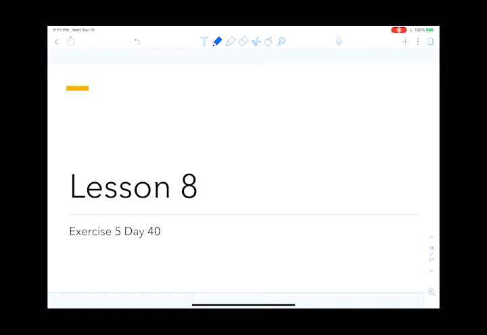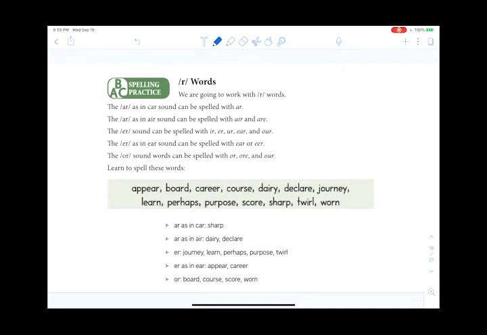language. Father, I pray that they are learning well and understanding the true meaning behind much of what they are reading and learning about your word. Thank you for everything, and I pray this in your name. Amen. For today's exercise 5, day 40, we will be doing some spelling practice dealing with R words.